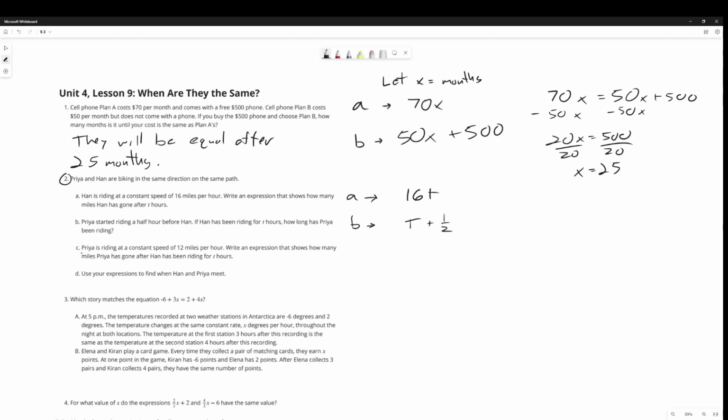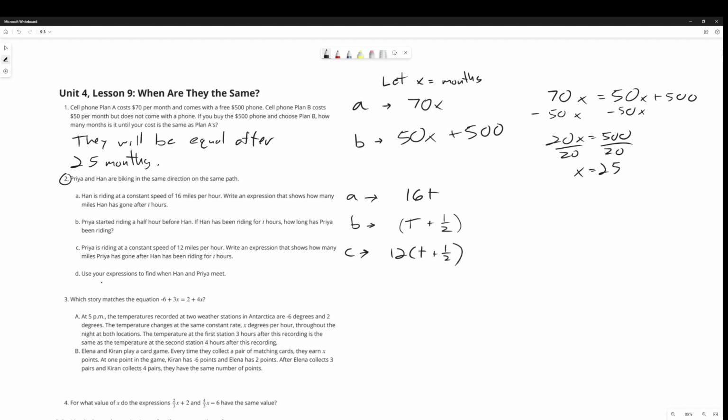Letter C, Priya is riding at a constant speed of 12 miles per hour. So Priya, remember, is B. So Priya is T plus 1/2 and she's riding at 12 miles per hour. So to write an expression that shows how many miles Priya's gone after Han has been riding for T hours, remember Han is 16T, I need to put B in a quantity and multiply that times 12, because 12 would be the rate of change. 12 is like the slope. So it's going to be 12 times the quantity T plus 1/2.